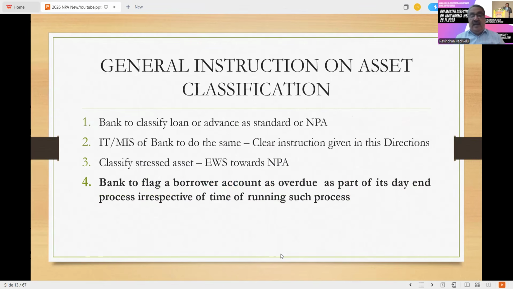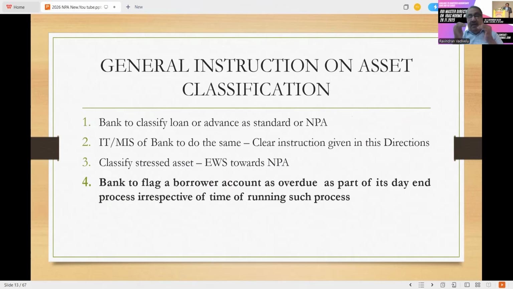asset. Here they say that the bank has to flag the borrower account as overdue as part of its day-end process, irrespective of the time of running such process. Here the RBI has come out with a clear instruction about an account being overdue. If the amount has not been paid on such date before the day-end process run by the bank, then the overdue starts from the day-end process date.